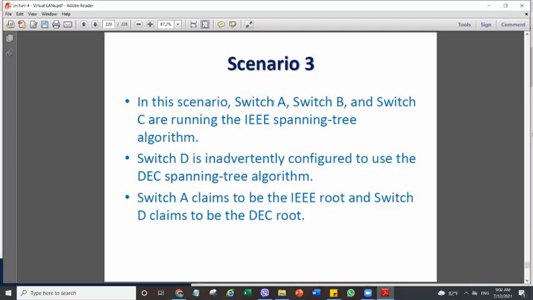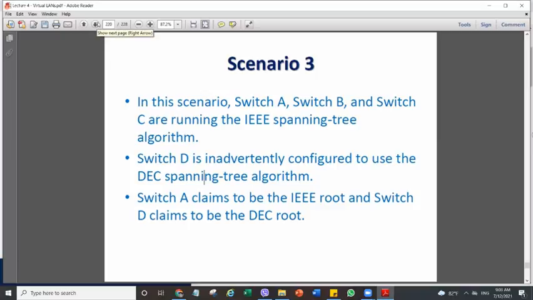In this scenario, switch A, switch B and switch C are running the IEEE spanning tree algorithm. D is inadvertently configured to use the DEC spanning tree algorithm. Switch A claims to be the IEEE root. Switch D claims to be the DEC root. Then there are two algorithms, and two spanning trees are generated.